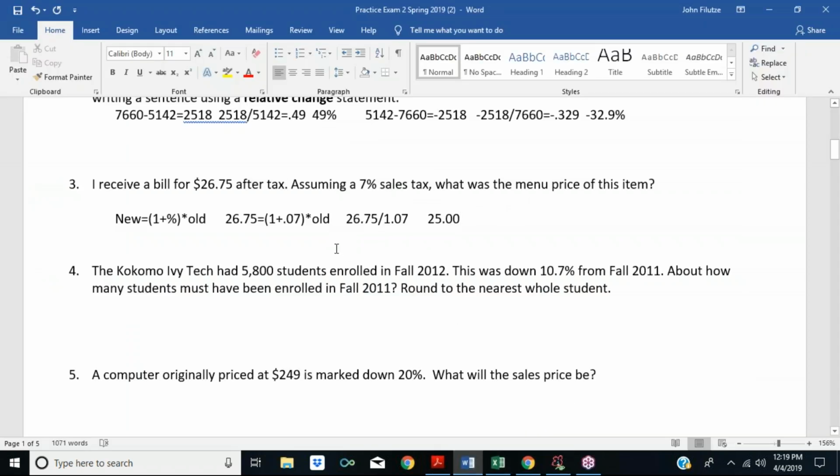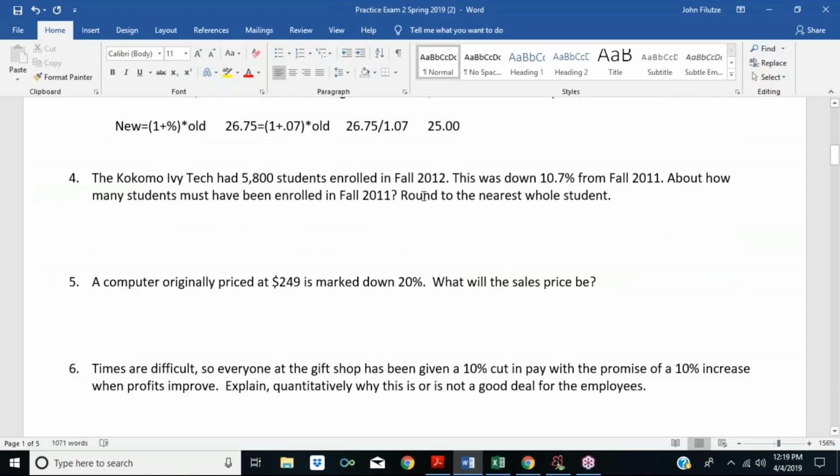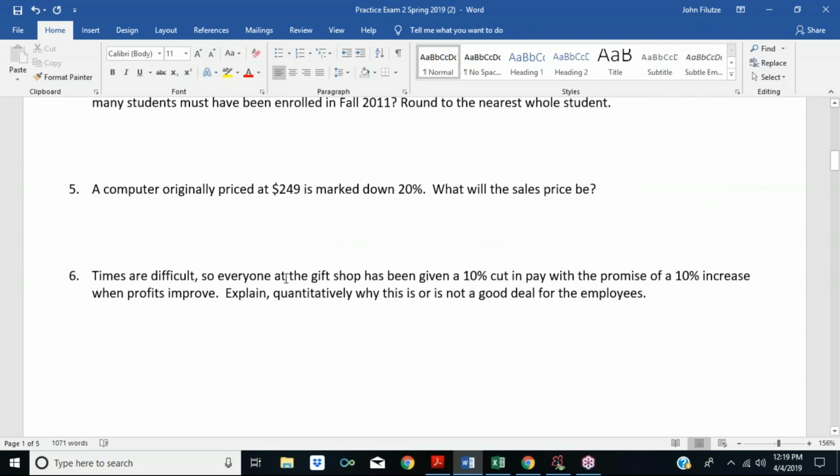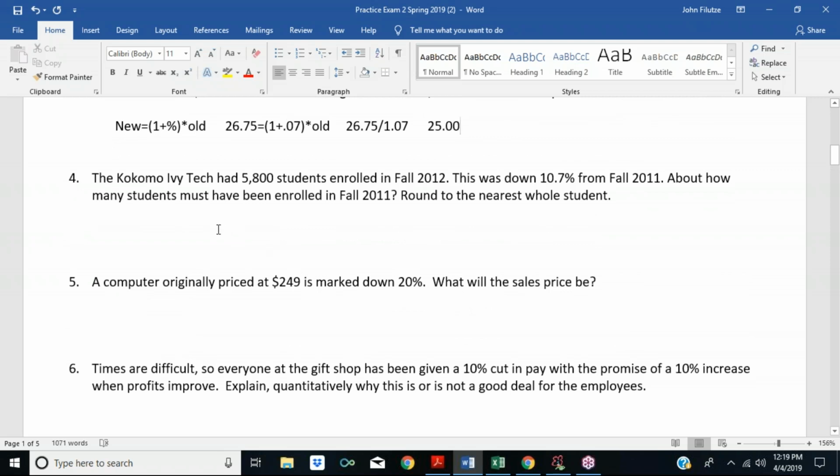So 2 ways to handle that. And then we still have these are the same. The next, I think, 3 questions are still the same idea. So number 4 is 5,800 students in 2012. That number is down 10.7% from 2011. So we have the new value. We're trying to find the old value, the 2011 value. So here again, we have 5,800.